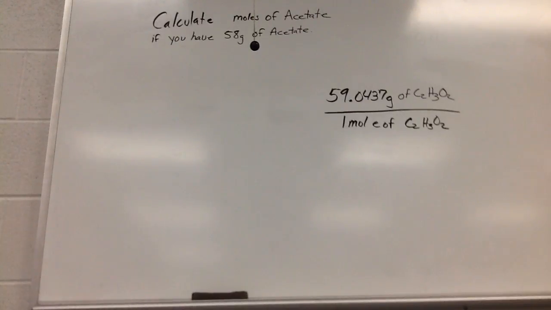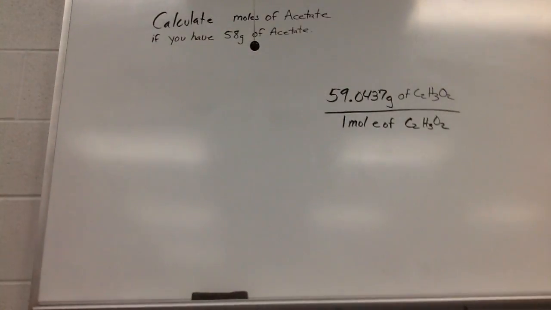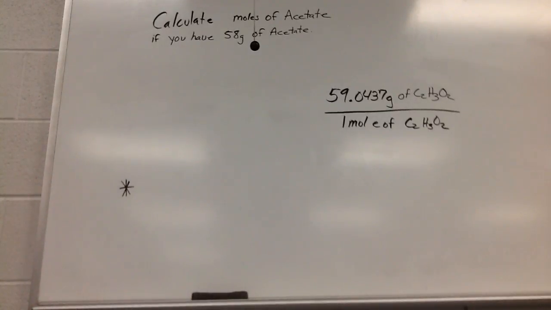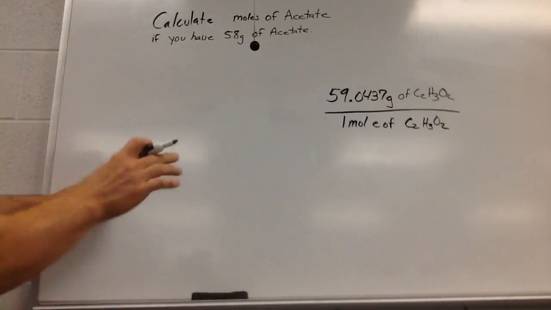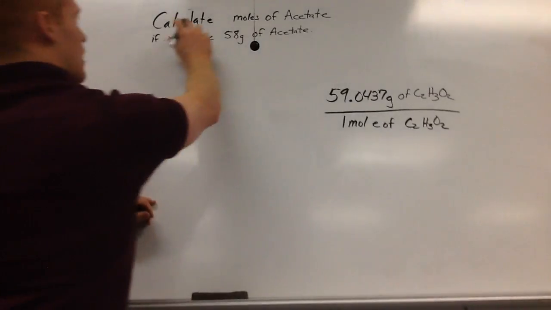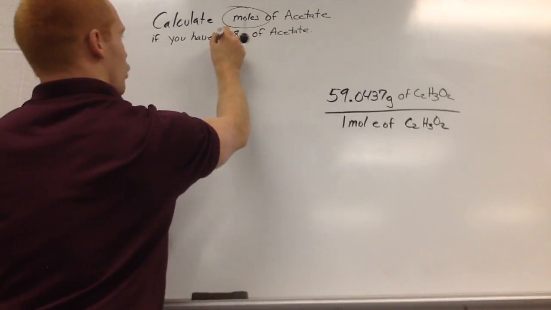Okay, on this one, we're going to calculate the moles of acetate if you have 58 grams of acetate. So right here, this is our molar mass we found earlier. Remember, one of the things I told you to write in your notes at the bottom of one of the problems we did as an example is that if the question ever has anything about mass, always find molar mass. So we're going to look here, calculate moles. So we're searching for moles of acetate if you have 58 grams.